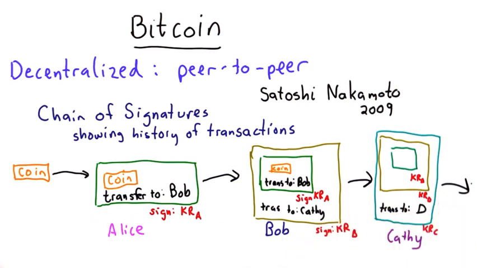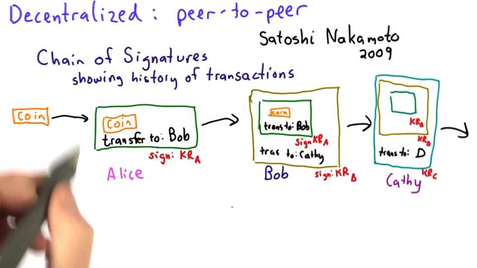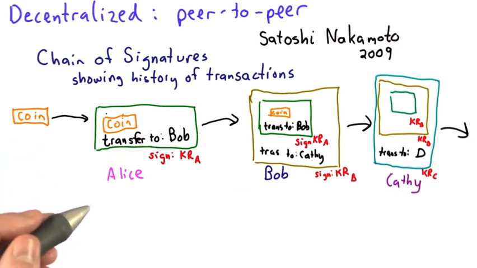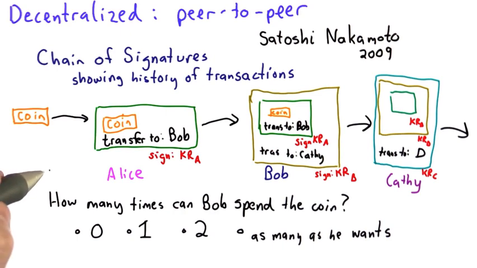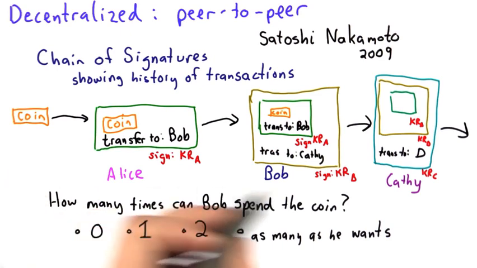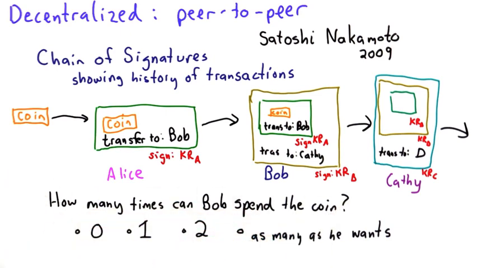And every link in this chain, as long as they have all the public keys they need, can verify the entire history of transactions. So Kathy can verify the signature of Bob, open that up, verify the signature of Alice inside it, and verify the original coin. So this is a way to use public key cryptography to keep track of an entire history of transactions. Does it provide enough to provide digital cash? So how many times can Bob spend the coin? The answer is as many times as he wants.